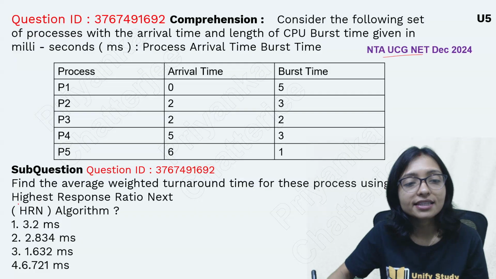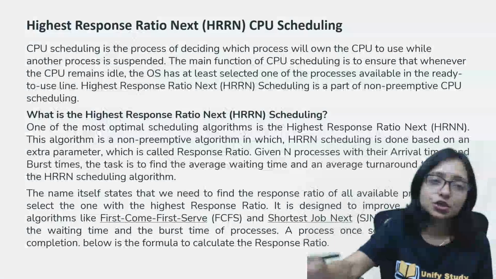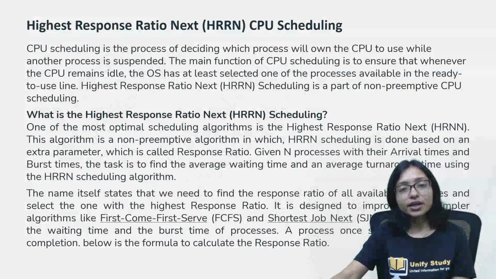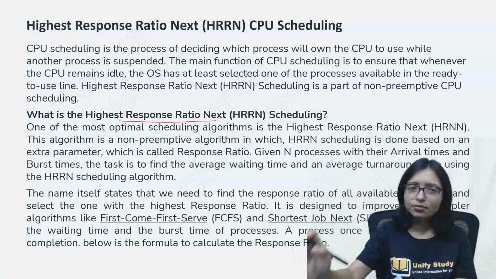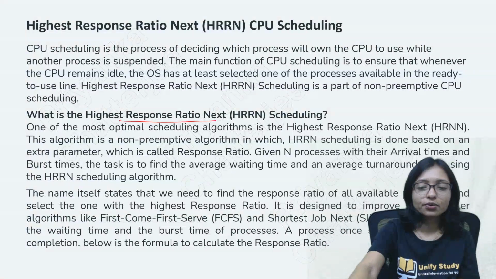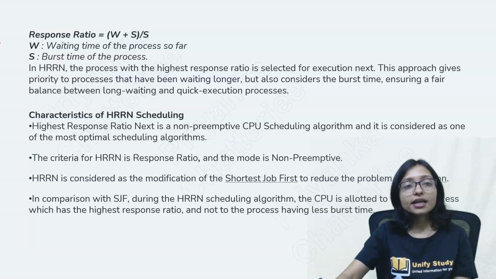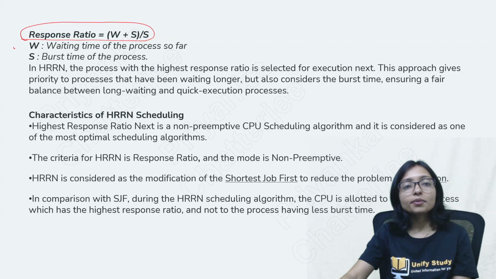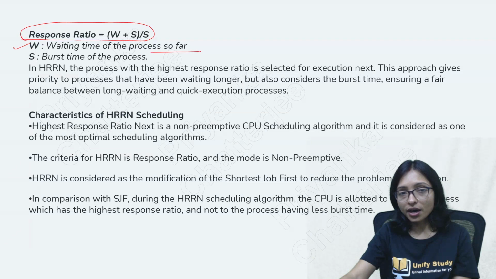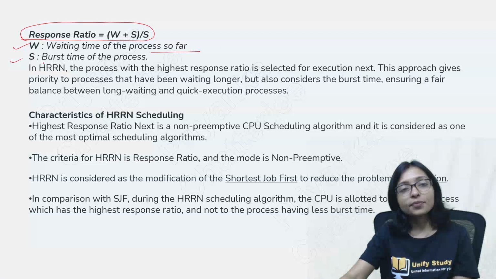So first of all, what is HRRN, Highest Response Ratio Next? It means we are calculating the response ratio. Here is the theory. I am not going into the theory; you can pause and go through it. The response ratio is calculated as (W + S) / S. What is W? W is the waiting time so far. S is the burst time.